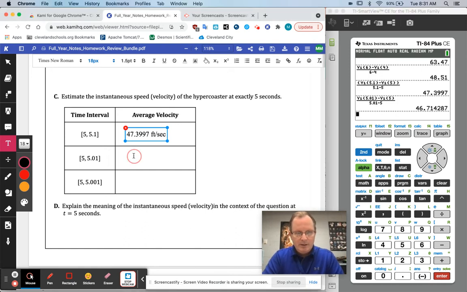Oh, okay, a little bit smaller. So I got 46 point, and usually it's good to round to 3 decimal places. You can carry out the whole thing if you want to, but 3 decimal places is the acceptable way to round on AP. So we'll do that this time. And that is feet per second.